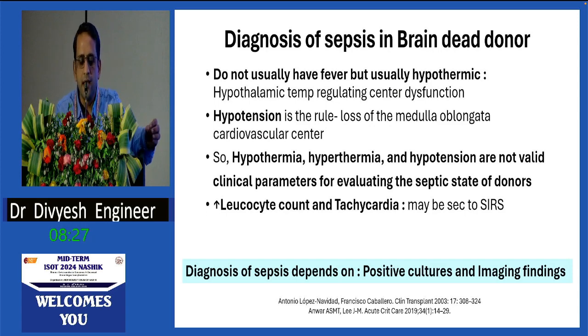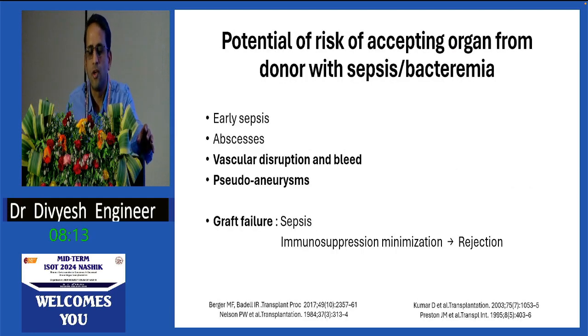But unfortunately, cultures are mostly not available because of the time constraint, and imaging findings don't help. So many times it is very difficult to decide whether the donor who is on vasopressor has any evidence of sepsis or not. So why are we very much afraid of accepting such a donor with sepsis? Because most of the time, if there is definite sepsis, almost 80-90% of such donors have a bacteremia.